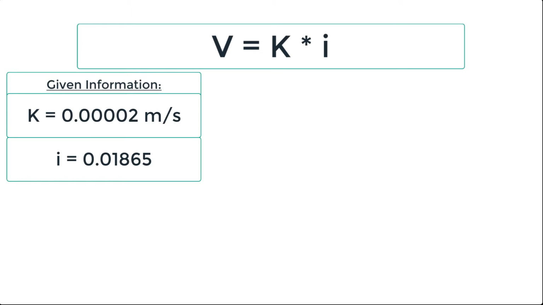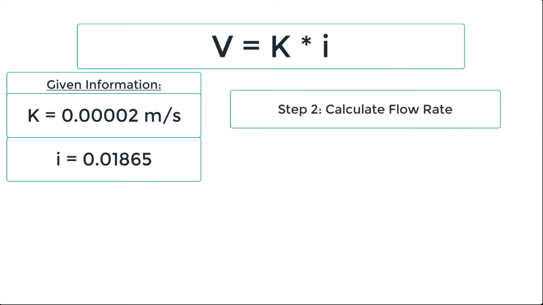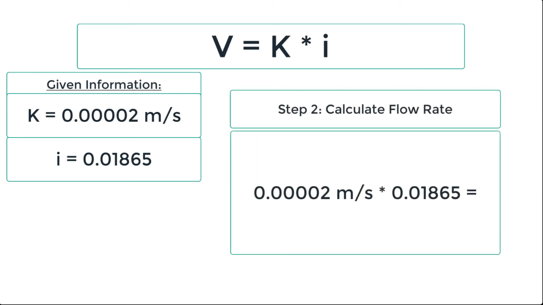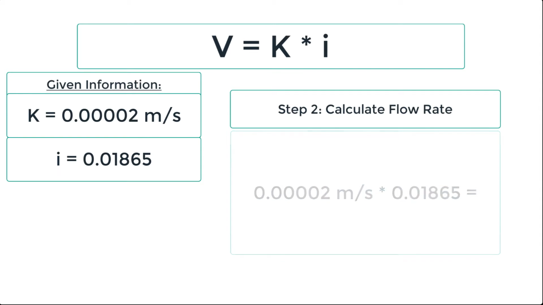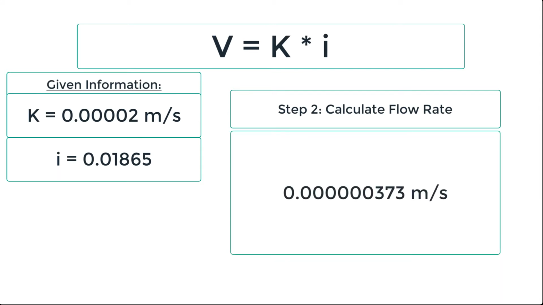Now the second thing we need to do is plug and chug. So we will plug in our values for K and I to calculate our flow rate. This gives us an answer of 0.000000373 meters per second. That is how fast drops of groundwater are moving from the top of the hill to the bottom of the hill every second.